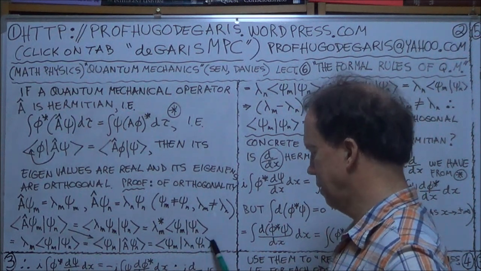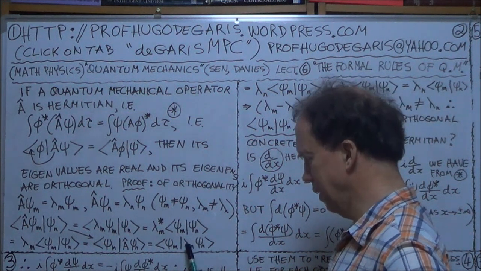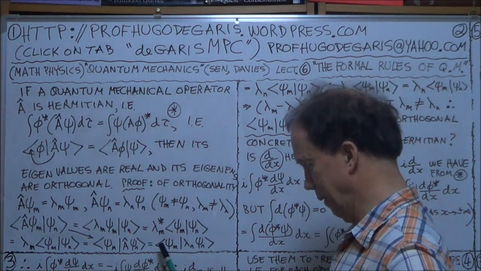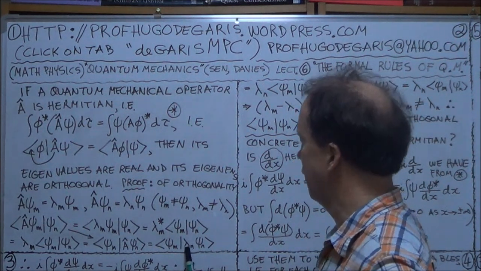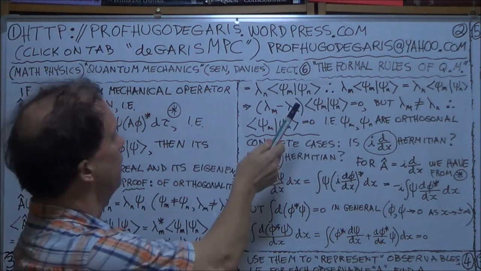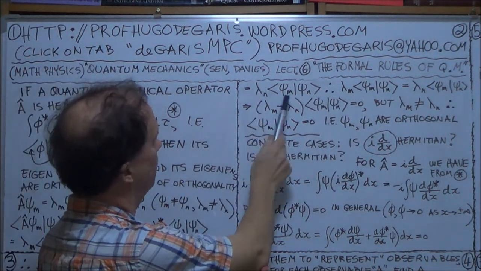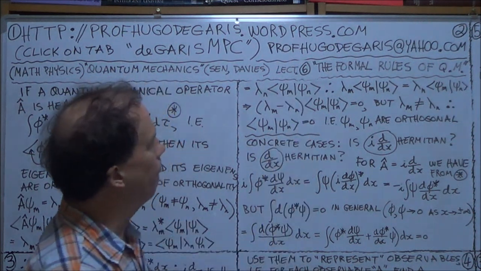Now this is on the right, in the ket part. So this constant here we can bring outside, and it doesn't get starred. It just stays as lambda n. So we get this here. Now we've got lambda n bracket of psi m psi n.